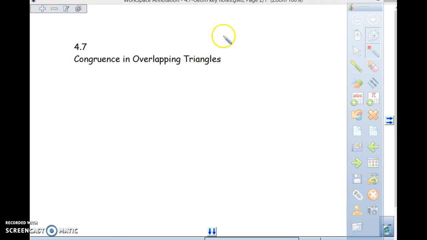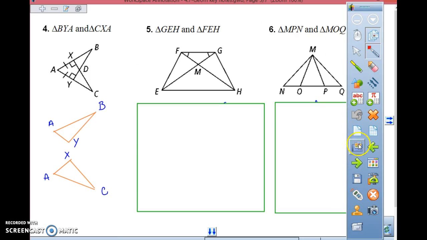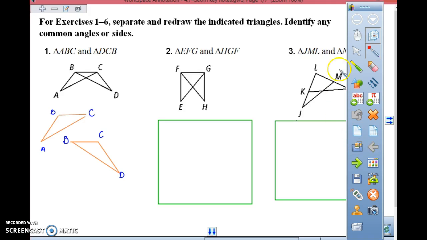Hello, this is Geometry, Lesson 4-7, Congruence in Overlapping Triangles. For exercises 1 through 6, separate and redraw the indicated triangles. Identify any common angles or sides. So this is 3 examples of an overlapping triangle. What we're going to do is separate them so that they don't overlap. Pause the video if you need more time to draw.